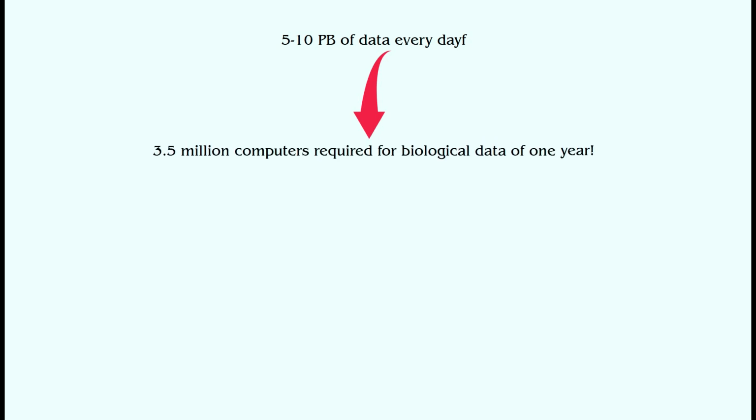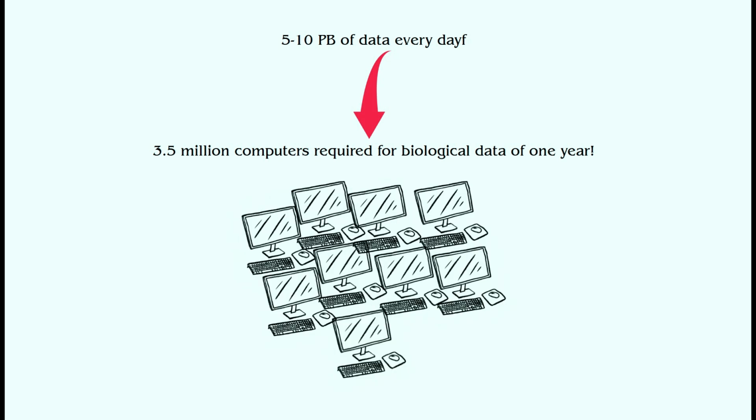approximately 3.5 million computers are required to store accumulated biological data of 1 year. Of course, storing this amount of data is itself a challenge. Servers store this great amount of data in an organized manner. That's why we call them databases. Every researcher could send requests to these databases via internet and obtain whatever data they need. It's almost like a librarian. You give them a query and they search for books that match your query.